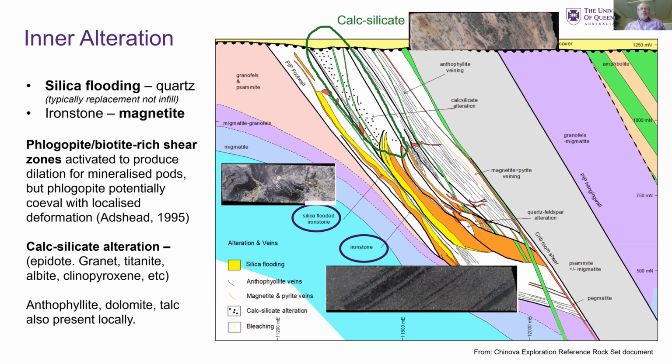So there's some of the alteration types that we see in the inner halo, and then the other thing is, when you start thinking about some minerals that might be diagnostic for what you see out in the field or in drill core, there's anthophyllite, dolomite, talc, also locally present with the mineralisation, so something to keep an eye out for.